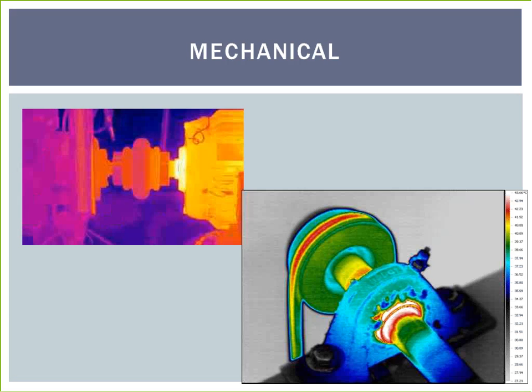Mechanical. Excessive friction can cause breakdowns if equipment is not lubricated properly. Infrared thermography can help detect problem areas in motor bearings, gears, couplings, pulleys, conveyors, and chain drive systems.